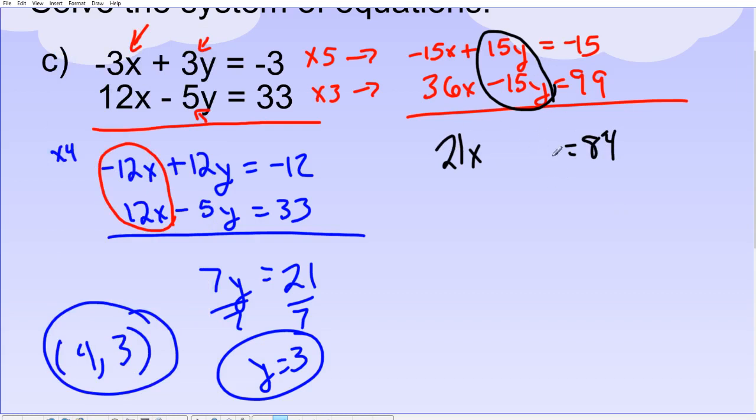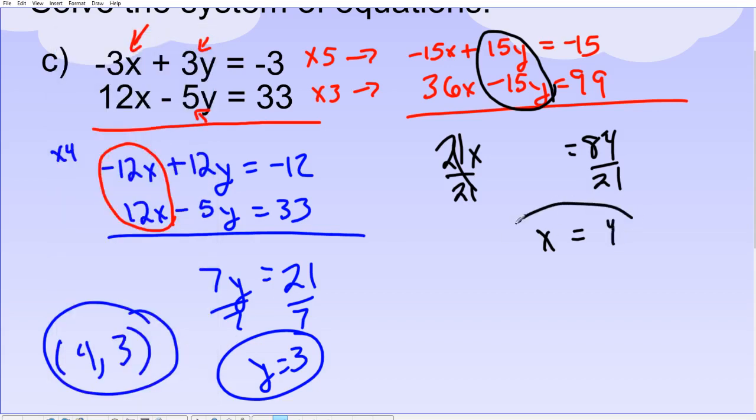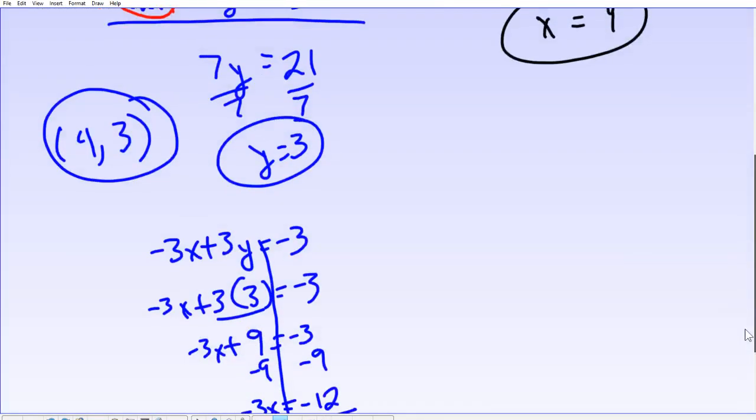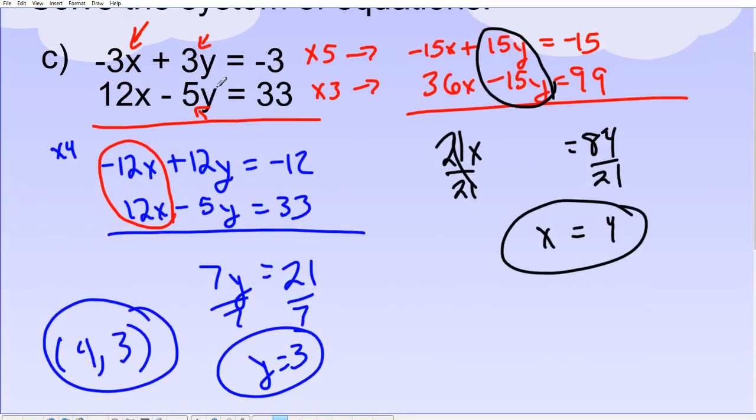So my equation is 21x equals 84. If I divide both sides by 21, these cancel. X equals 84 divided by 21. I know what that is. That's going to be 4. Didn't we show down here that the x value is 4? And if I took this 4 and plugged it into one of these equations for x and solved it, I'm going to get a y value of 3. So you can eliminate either variable. Do the one that's easiest.